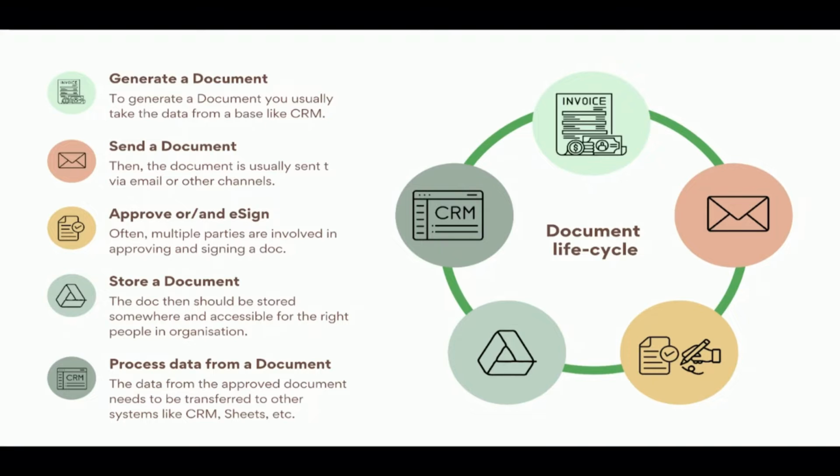So usually, to generate a document, you have to take the data from a database like CRM, Salesforce, whatever you use, Google Sheet, then put this data into a document. Then once the document is generated, we need to send it, usually via email, or we just need to upload it to Google Drive. And sometimes we need to approve those documents. Sometimes there can be multiple parties involved in the approval process. Sometimes we even need to sign those documents.